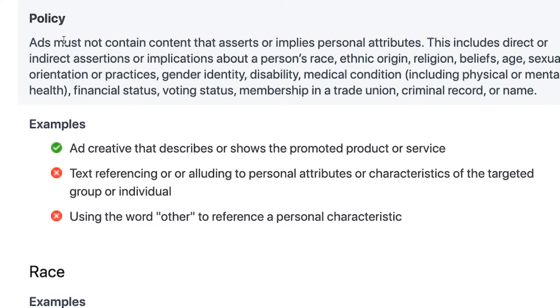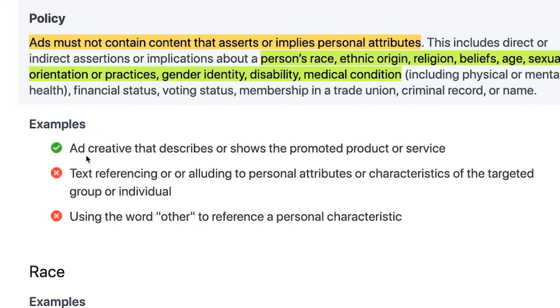Policy. Ads must not contain content that asserts or implies personal attributes. This includes direct or indirect assertions or implications about a person's race, ethnic origin, religion, beliefs, age, sexual orientation, practice. Okay, there's a lot here. So an easy fix with this is just to not use the word you and instead replace it with the word we and not speak directly to that person.